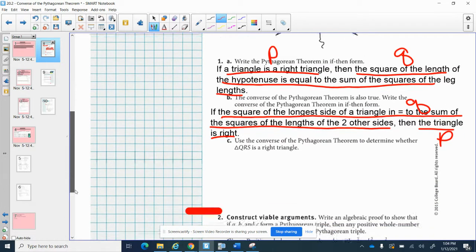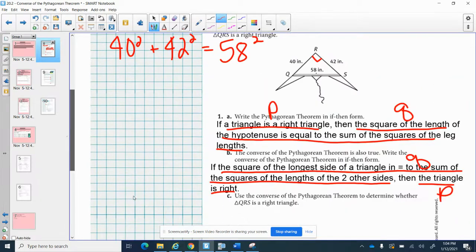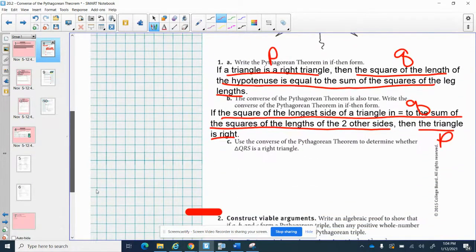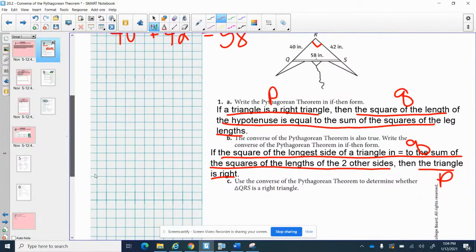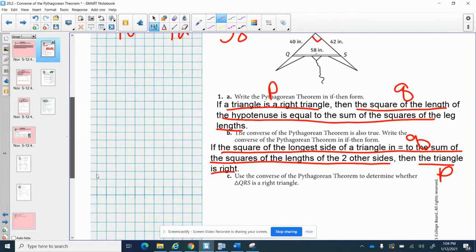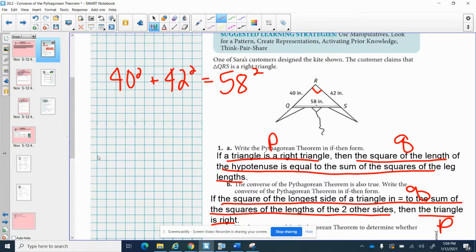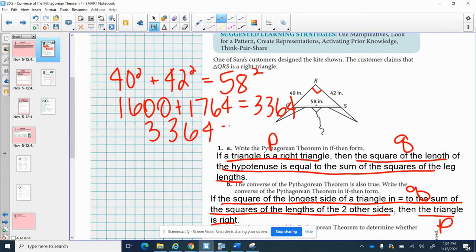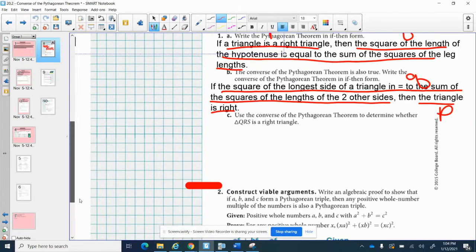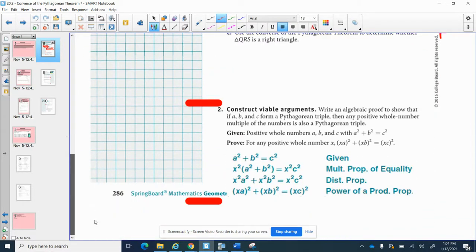Okay. Before we review anything more from yesterday, let's test that out again. In checking this, we see that this does in fact equal: 1600 plus 1764 does equal the right-hand side, because these check out. So we know that the converse held true, that this is in fact a right triangle. Okay, so that's what they wanted us to do for part C, was just check that that was true.